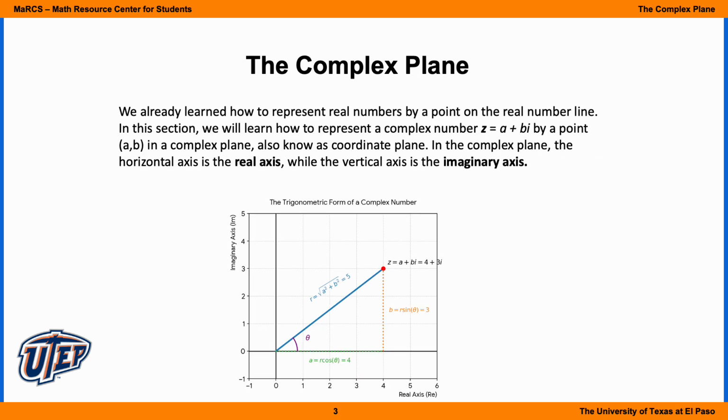So we already learned how to represent real numbers by a point on the real number line. In this section we will learn how to represent a complex number z, equal to its real portion plus its imaginary portion, so a plus bi, by a point a comma b in a complex plane known as a coordinate plane. In the complex plane, the horizontal axis is known as our real axis, and the vertical axis is known as our imaginary axis.